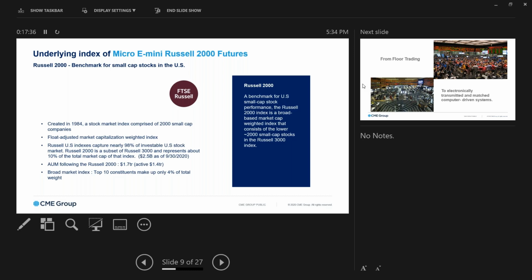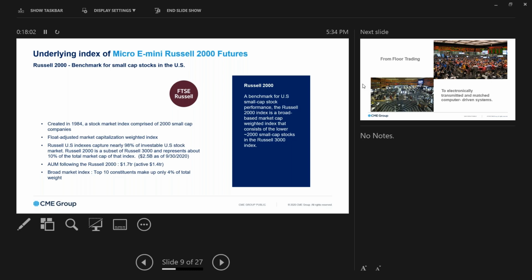So as I said, I wanted to put the top 10 constituents in this slide, but even I have recognized that I'm not really familiar with those 10 constituents because they are such small companies in the US. So I would rather just show you it's only about 4% of the total weight, meaning that this Russell index is very much diversified.